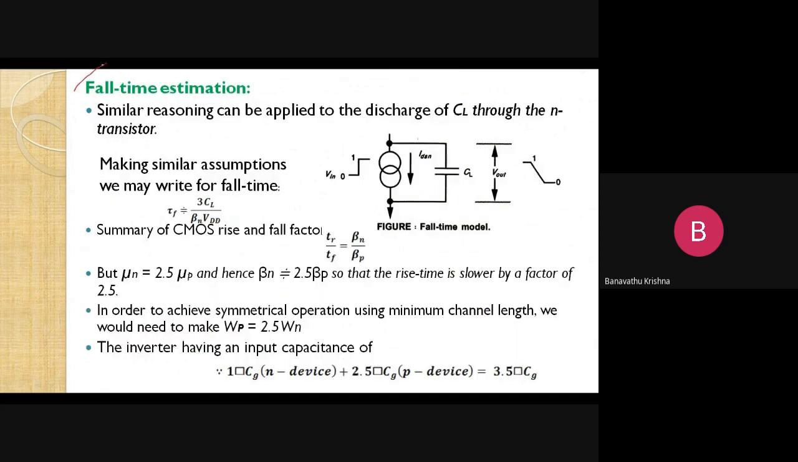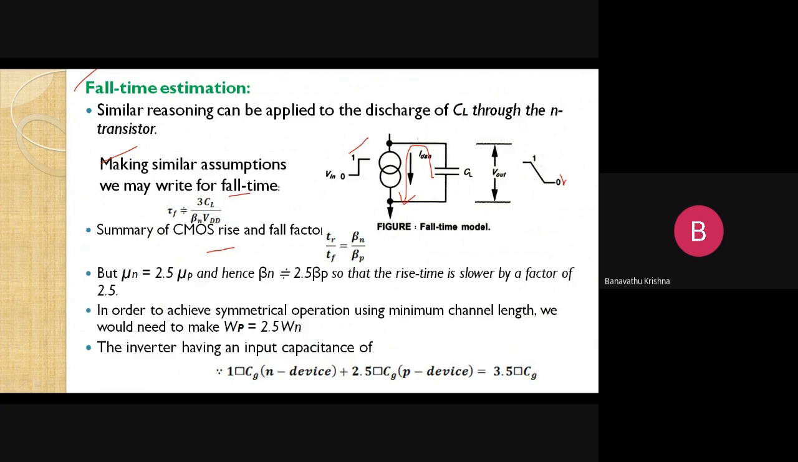Similarly, for fall time analysis, fall time means the input is 1, then the pull down transistor, that is the N channel, is going to be in the resistive region. So whatever charge is available across this load capacitance will be discharged to ground through this N channel. Finally we get the value at the output side as 0, right? With a similar assumption, we may write fall time analysis tau f equal to 3 CL by beta N VDD. For a summary of the CMOS rise and fall time factor, tau R by tau f equals beta N by beta P.